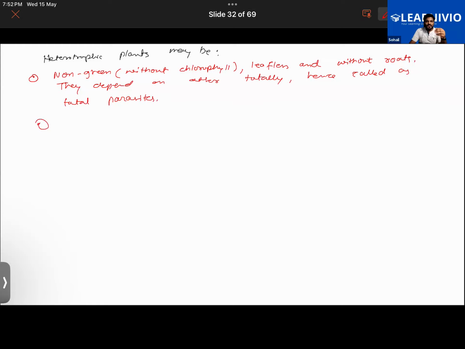Okay. Then they might be green. That means they would be having chlorophyll, but they would be rootless. They will be able to synthesize their own food with the help of chlorophyll. But for water and minerals, they will have to depend on other sources. Sir, how will they take water? That's what I was saying, that in order to take water and minerals, they will be depending on other sources. So then they are called partial parasites. So we have examples of partial parasitic plants also.